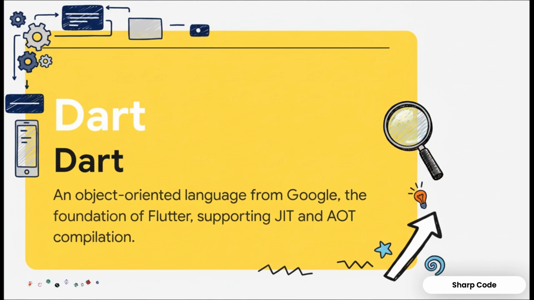Dart is this really cool language from Google, and it has a couple of superpowers. First, there's just-in-time compilation. Think of this as giving you that amazing hot reload feature, where your code changes show up instantly. Then, there's ahead-of-time compilation. This is what happens when you're ready to release your app. It gets compiled down into super fast native code for the best performance.